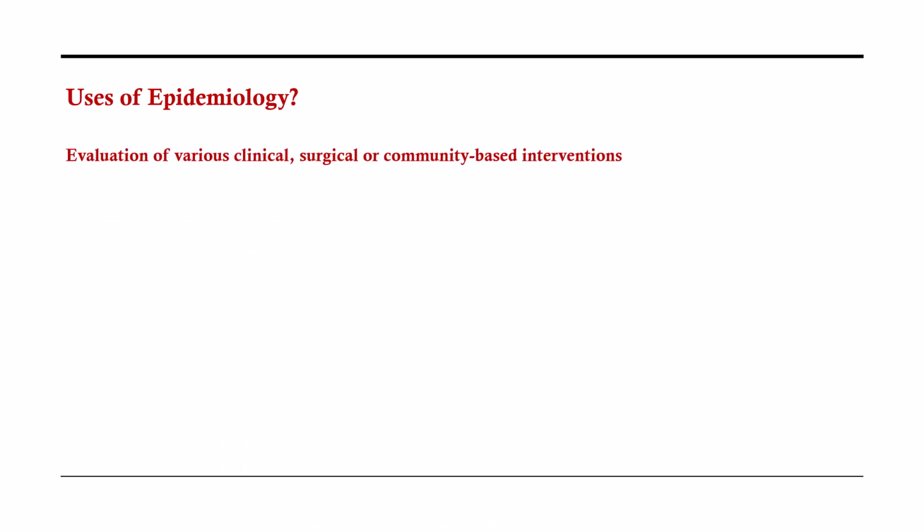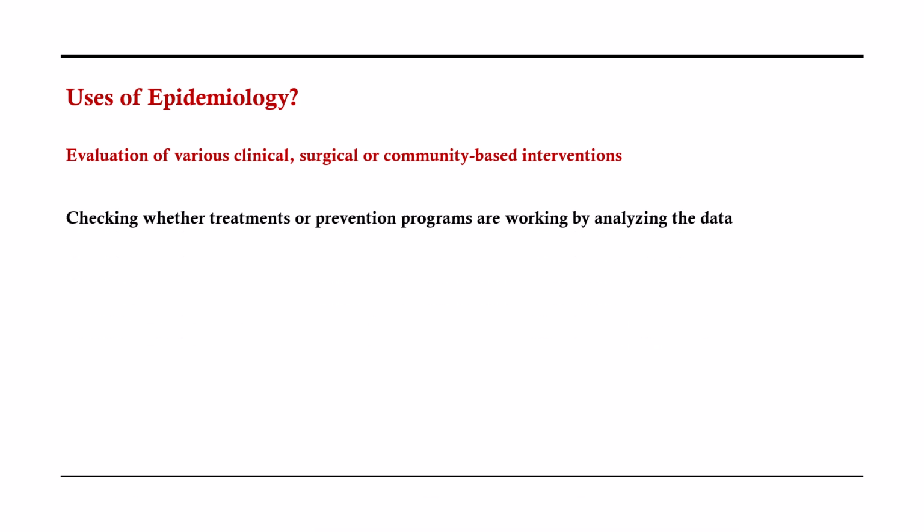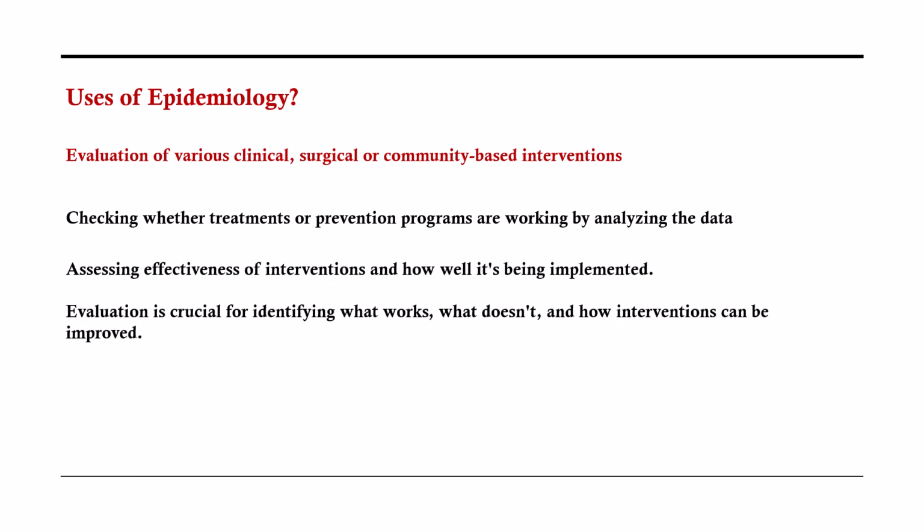Next important use of epidemiology is evaluation of various clinical, surgical or community-based interventions. Checking whether treatments or prevention programs are working by analyzing the data. If the treatment is effective, disease will be reducing. If a prevention program is effective, we are able to prevent the preventable diseases. Assessing effectiveness of interventions and how well they are being implemented. Evaluation is crucial for identifying what works, what doesn't work, and how interventions can be improved.